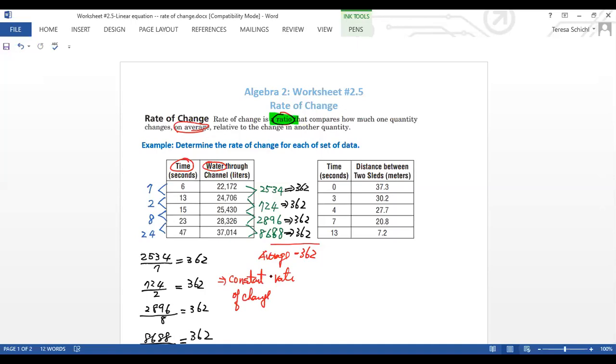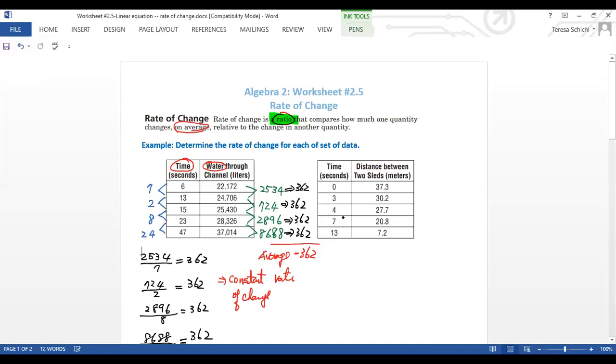So in the next video, when we talk about linear equations, linear equations have what we call the constant rate of change. Okay, now let's take a look at the next example here.